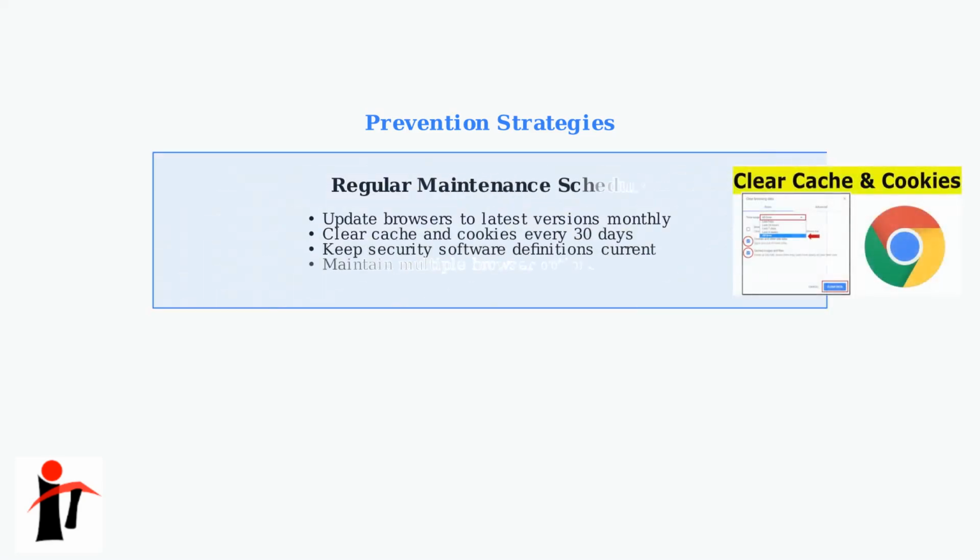Prevention is key to avoiding ERR.221. Regular maintenance and proper configuration can eliminate most issues before they occur. Establish a regular maintenance schedule. Update browsers monthly, clear cache and cookies every 30 days, and keep multiple browser options available as backups.